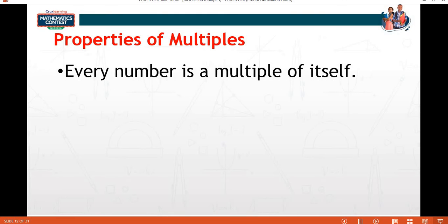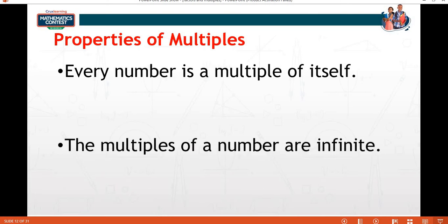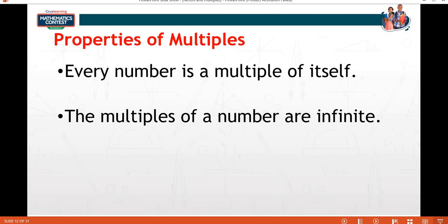One is that every number is a multiple of itself. You can see it in the 2 we just did. 2 times 1, 2. 2 is a multiple of itself. Every number is a multiple of itself. Note that. Then secondly, multiples of a number are infinite.